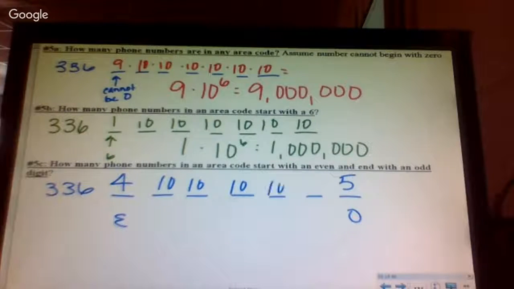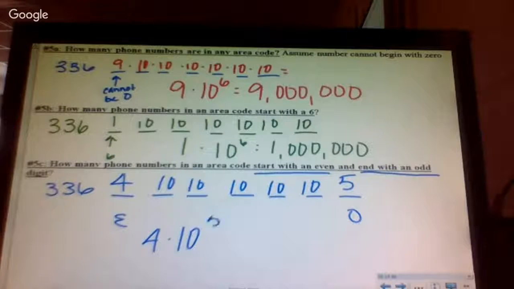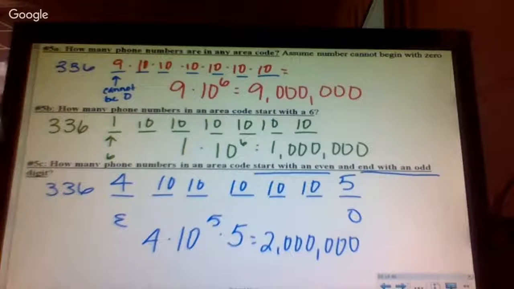Okay, last number. It says starts with an even, ends with an odd. So 4 times 10 to the 5th power times 5, or 2 million. I like this. It's easy if you can comprehend what it's asking you. The problem is going to be the comprehension. It's not that kids don't know how to do it, it's they can't understand what it's asking.